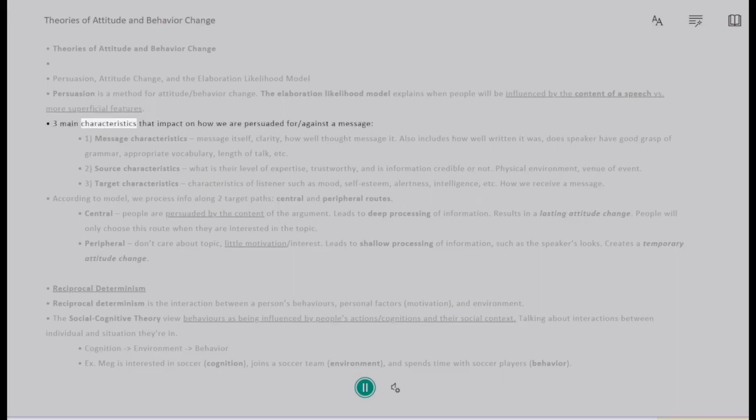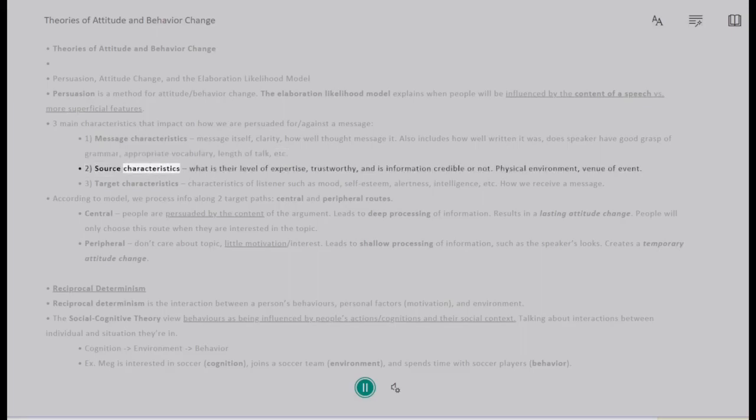There are three main characteristics that impact how we are persuaded for or against a message. 1. Message characteristics: the message itself, its clarity, and how well thought out it is. This also includes how well written it was. Does the speaker have a good grasp of grammar, appropriate vocabulary, length of talk, etc.?